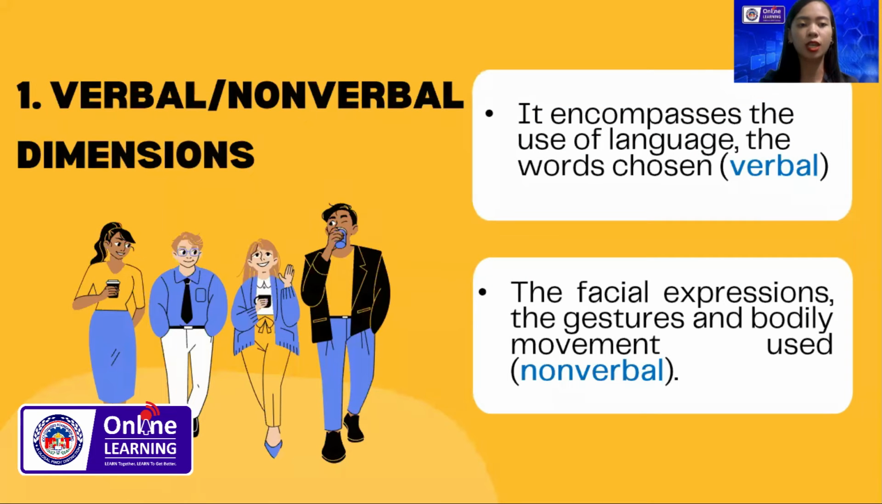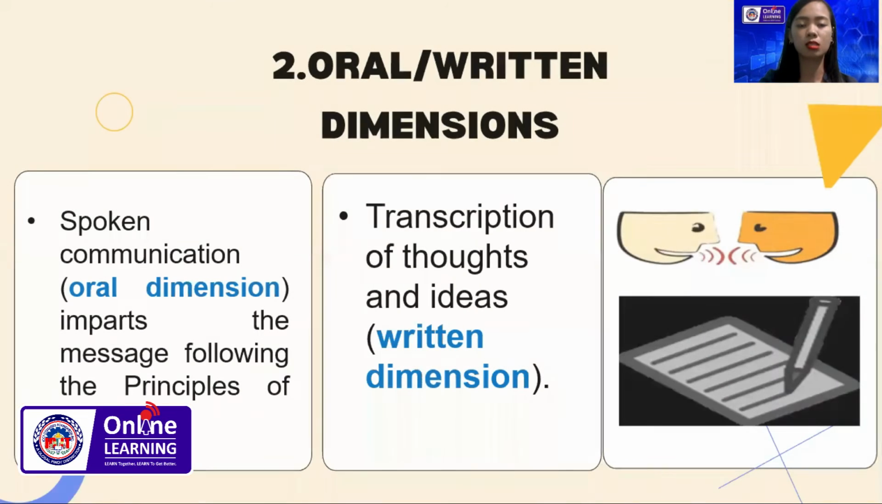Now, we actually have this first dimension of communication, that is verbal or nonverbal. When it comes to verbal, it encompasses the use of language, the words chosen, meaning to say the words that are coming out from our mouth. However, on the other hand, when it comes to nonverbal, this pertains to the facial expressions, the gestures, and even bodily movements that we use whenever we cannot communicate through our mouth. Okay?